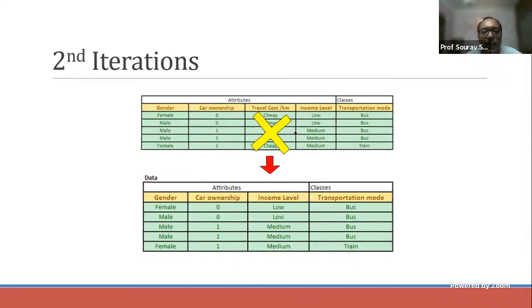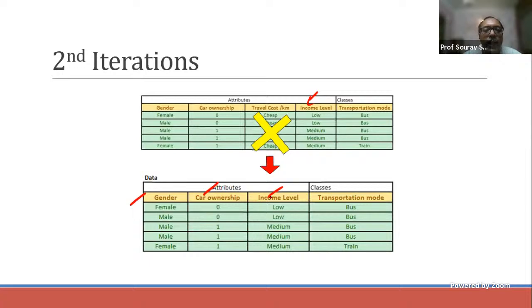So let me come to the second iteration. This is how my data looks. Gender is female, car ownership 0 and 1. Travel cost, all are cheap. So again, travel cost is not needed, no need to take. Income level, low, medium, and transport mode. So travel cost is not required. So these are the 3 features on which I need to do this right now: gender, car ownership, and the income level.